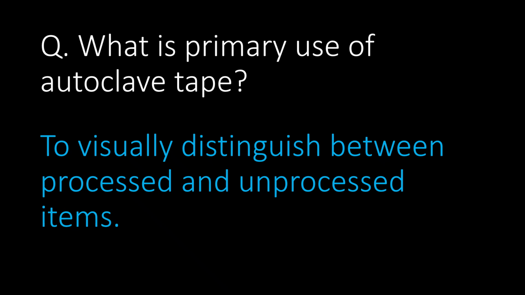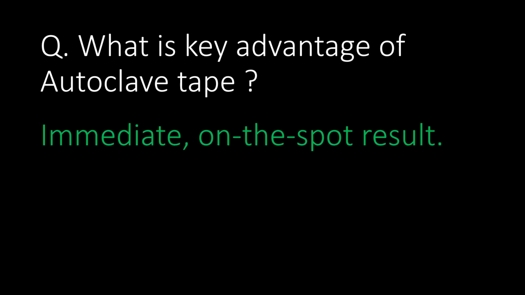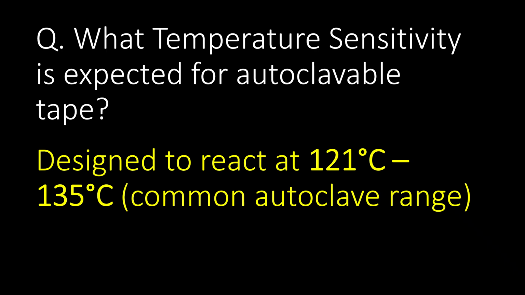What is the primary use of autoclave tape? The primary use of autoclave tape is to visually distinguish between processed and unprocessed items. What is the key advantage of autoclave tape? The key advantage of autoclave tape is immediate, on-the-spot results. What temperature sensitivity is expected for autoclavable tape? Autoclavable tape is designed to react at 121 degrees Celsius to 135 degrees Celsius, that is, the common autoclave range.